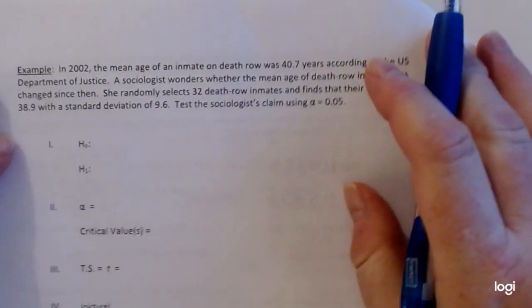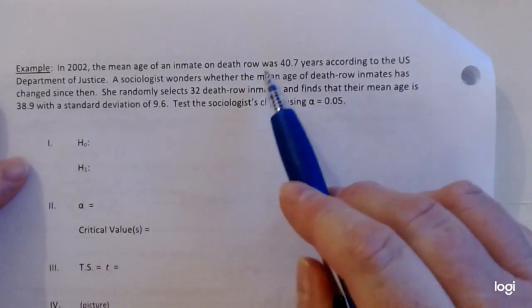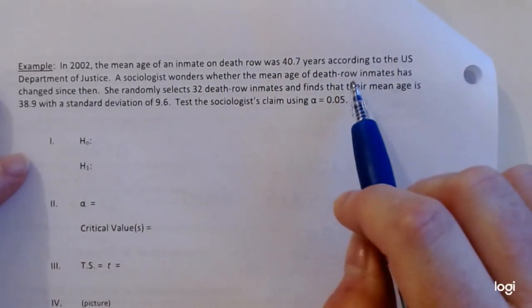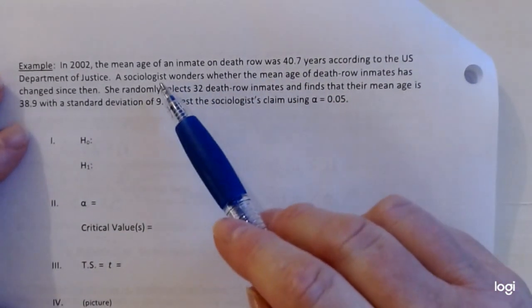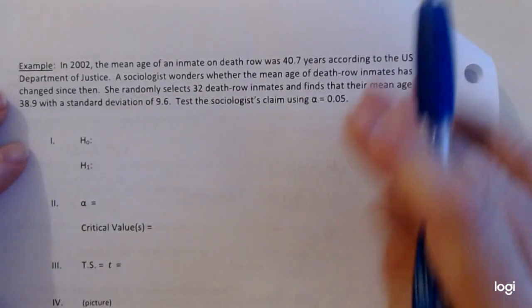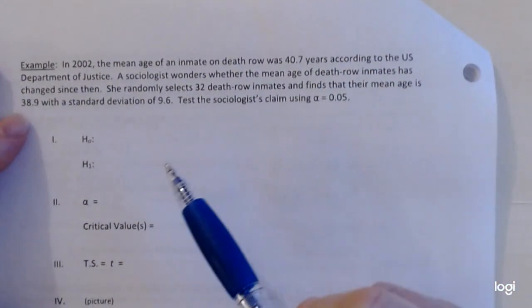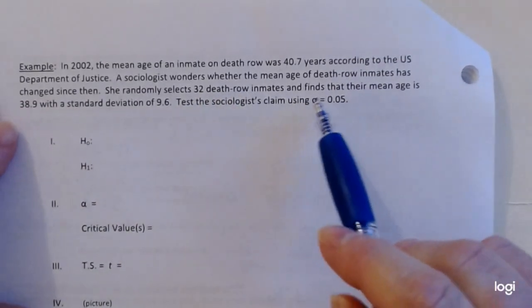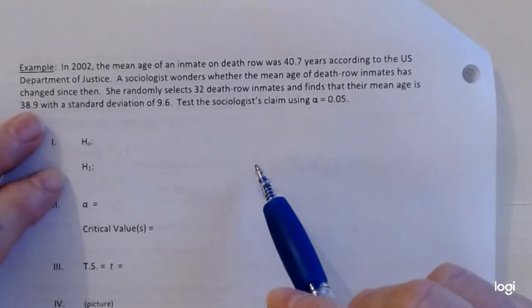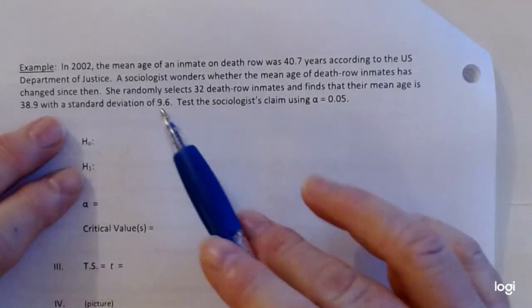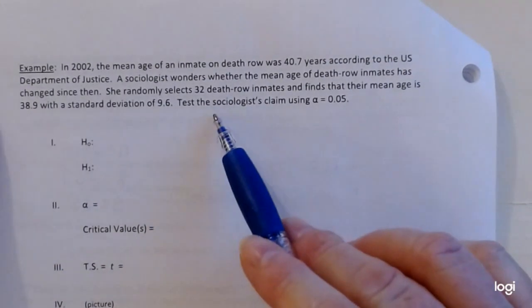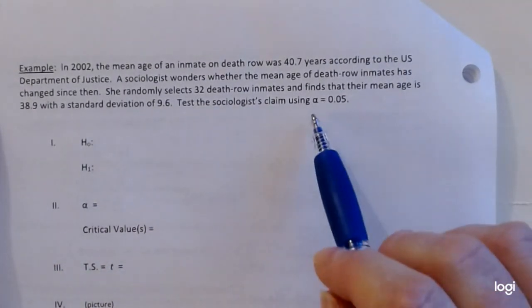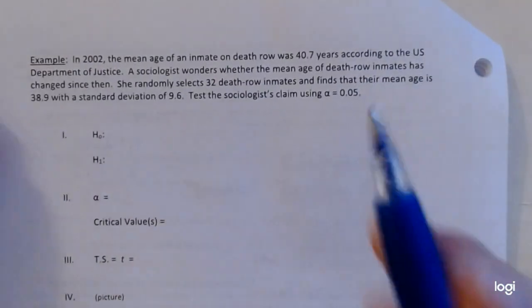In 2002, the mean age of an inmate on death row was 40.7 years, according to the U.S. Department of Justice. A sociologist wonders whether the mean age of death row inmates has changed since then. She randomly selects 32 death row inmates and finds that their mean age is 38.9 with a standard deviation of 9.6. Test the sociologist's claim using alpha equals 0.05.